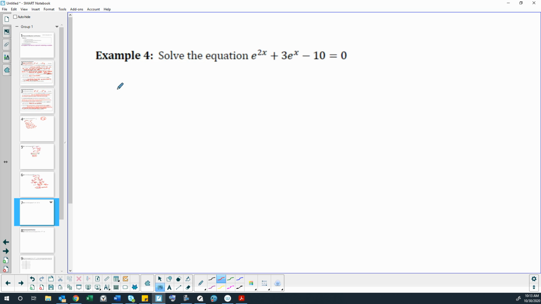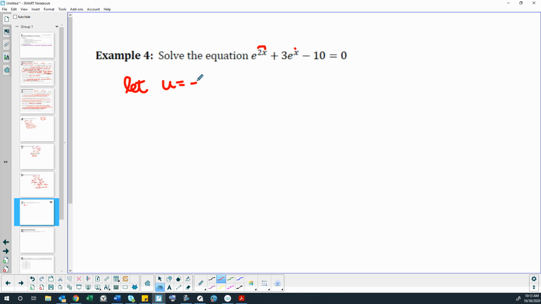All right, example 4, we have a problem that is quadratic in form, a quadratic type equation. And that's because you notice we have like the 2 times x here, just the plain old x here, and they both have an e in this term and that term. So that means we can use a substitution. Now, if you remember this from chapter 1, but we're just going to keep seeing this throughout other chapters.